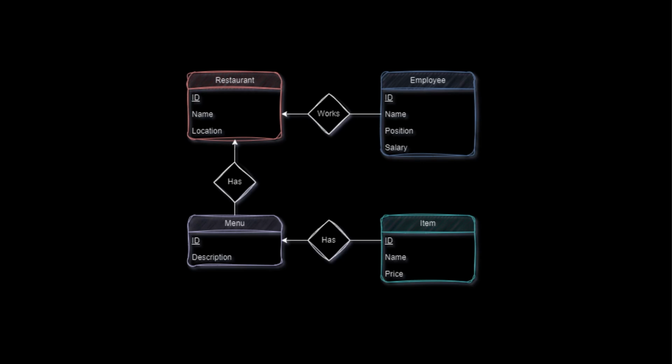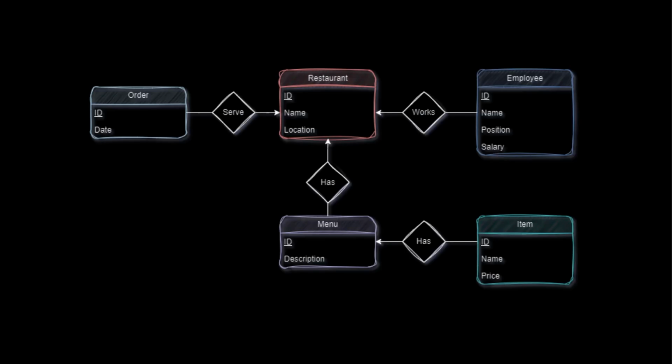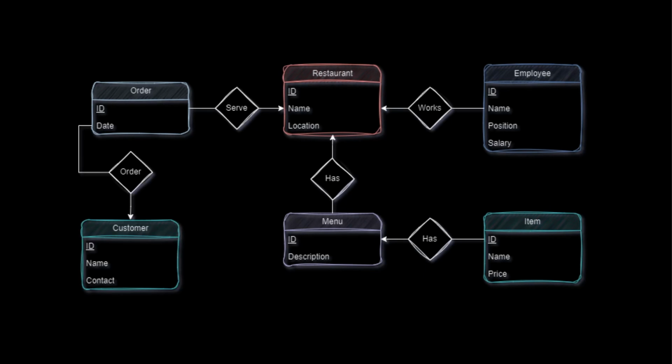Then we have the menu, which is also connected in a many to one relation with the restaurant. The item entity is related to menu entity. And then there is the order entity, which has many to one relation with the restaurant. Order is also connected to customer entity in a many to one relation. So you could say order entity connects the customer entity with the restaurant entity.